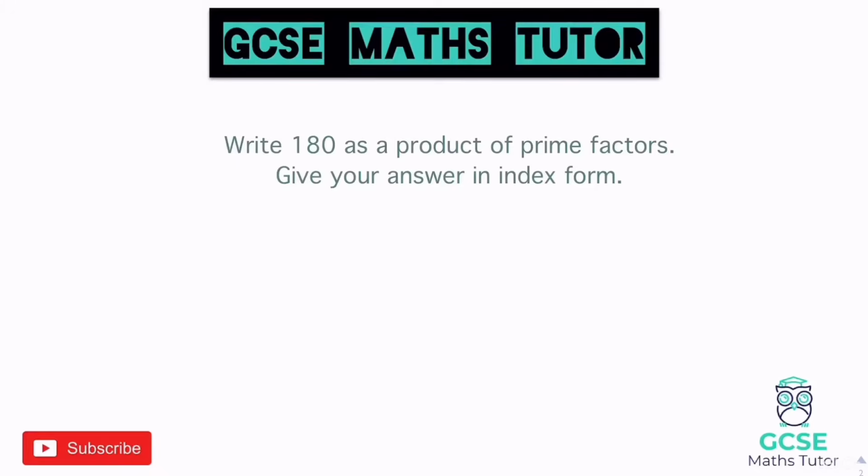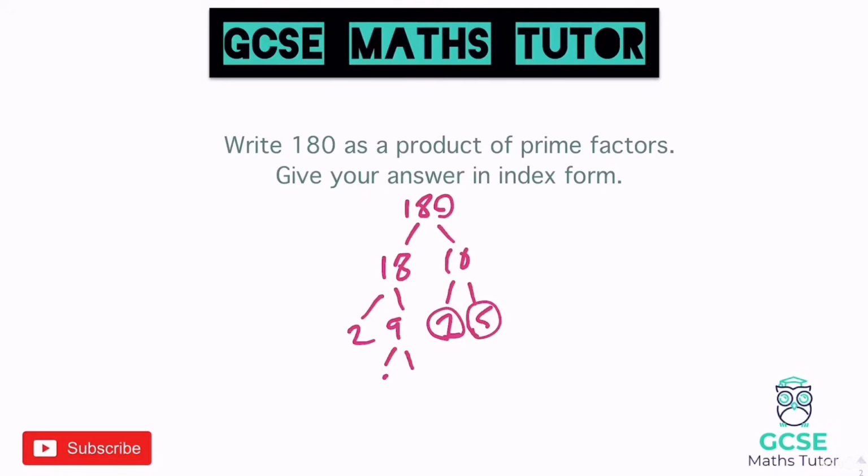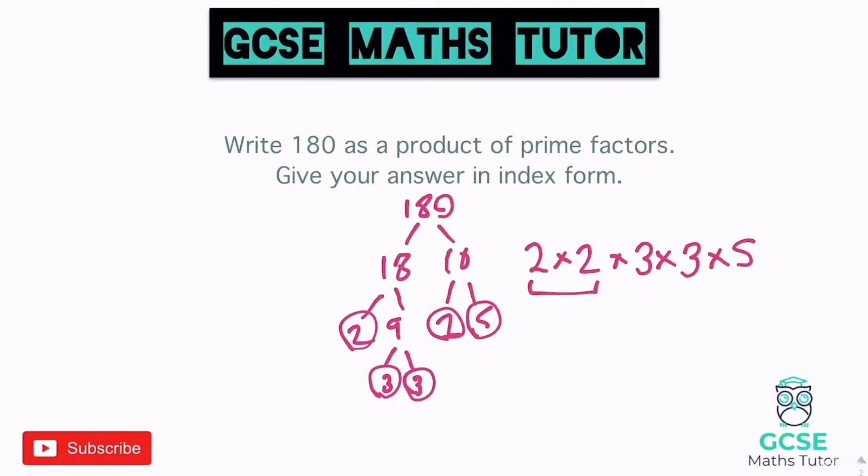So write 180 as a product of prime factors and give your answer in index form. So we can do our nice little prime factor tree. And again, thinking of any two numbers that times to make 180. So I'm going to go for 18 and 10. 10 becomes 2 and 5, locking off those numbers when we see that they're prime. 18 is 2 and 9, and 9 is 3 and 3. And again, locking those all off when they're prime. Remembering you can write down some of the prime numbers if it helps. Now writing these in size order, we get 2 times 2 times 3 times 3 times 5, and then we can simplify these. So 2 times 2 becomes 2 squared, 3 times 3 becomes 3 squared, and then times 5 at the end, and that's in index form there using indices.